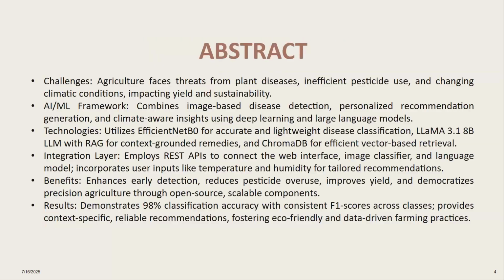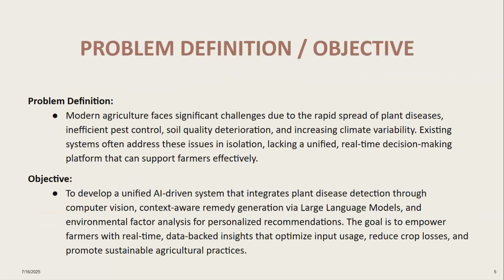The main problems that current agriculture and farmers face are multiple, such as soil quality deterioration, pest control, plant disease, rapid spread of plant disease, and climate variability. In our paper, we focused on one of these, that is plant disease detection and providing accurate remedies for such diseases. The main objective is to create a unified AI-driven system using deep learning approaches, large language models, and CNN models to create accurate insights so that farmers and agricultural specialists can effectively treat any diseases that they encounter.